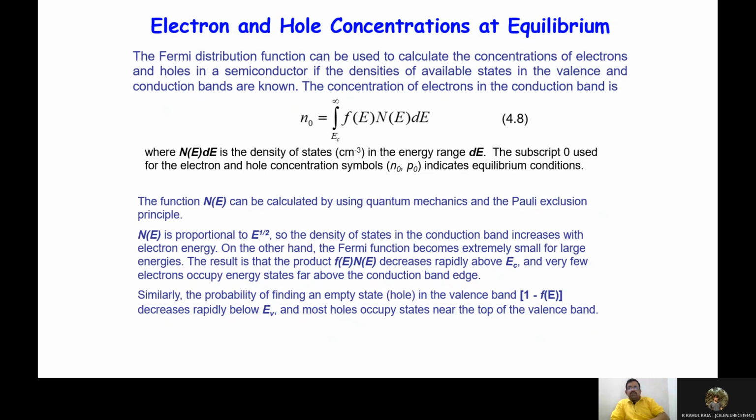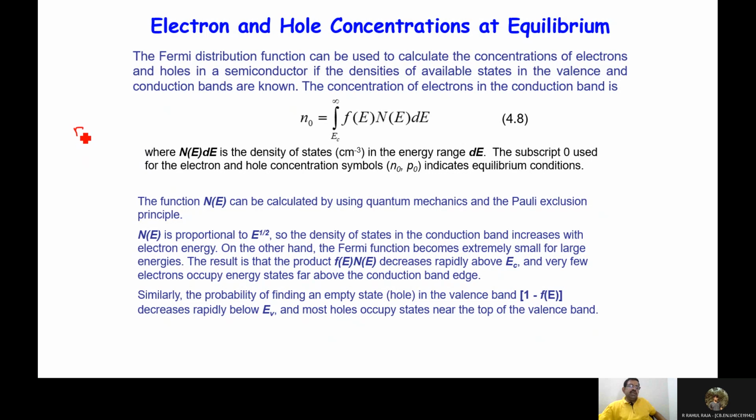And the product of both matters: there are states, but whether those states are filled, what is the probability of filling when I get the semiconductor? So the product of both integrated over the energy level will give the concentration of electrons. Likewise, you will see the concentration of holes. The hole is a vacant state in an otherwise filled valence band.